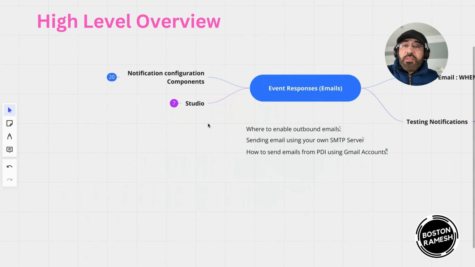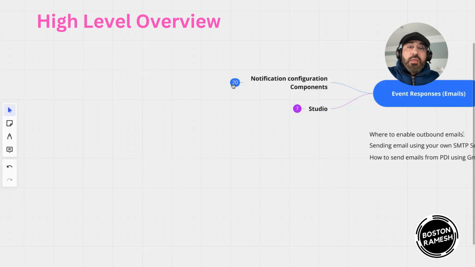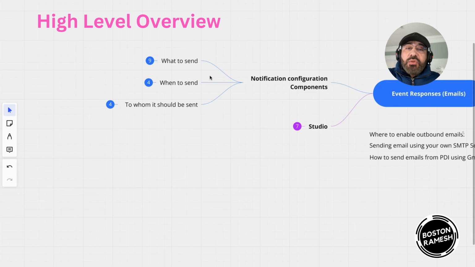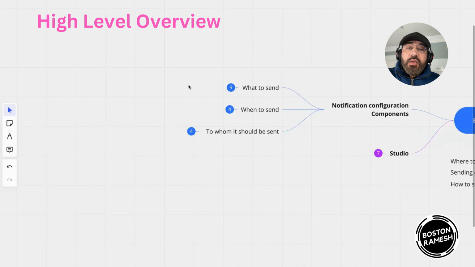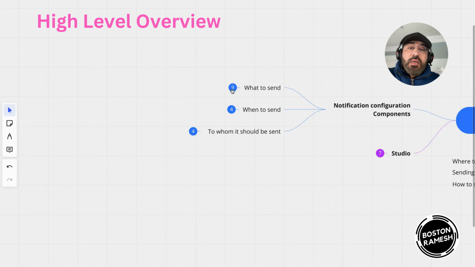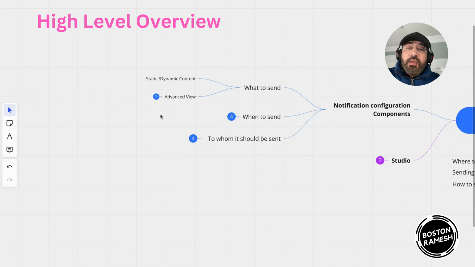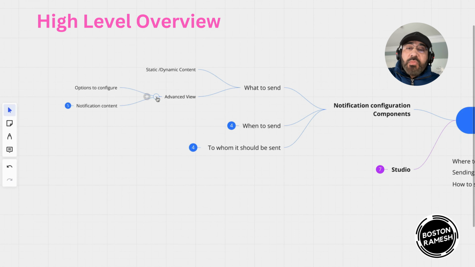Now let's look at the notification configuration components. If we are sending an email, we need to know what to send, when to send, and to whom it should be sent. These are the three important areas. In the context of what to send, it can be static or dynamic content. That means the subject is basically a template subject, and then the body can be static content, or it can be a mix of dynamic and static content.